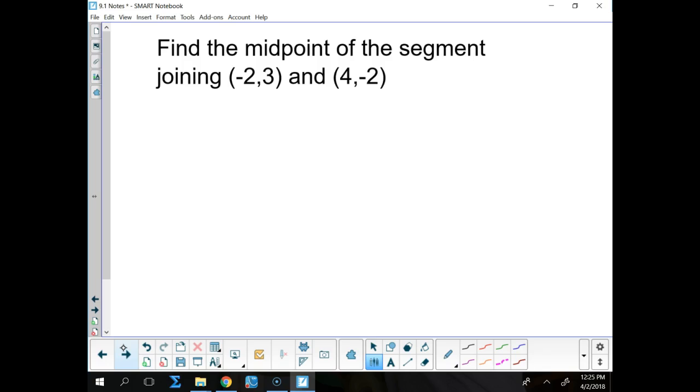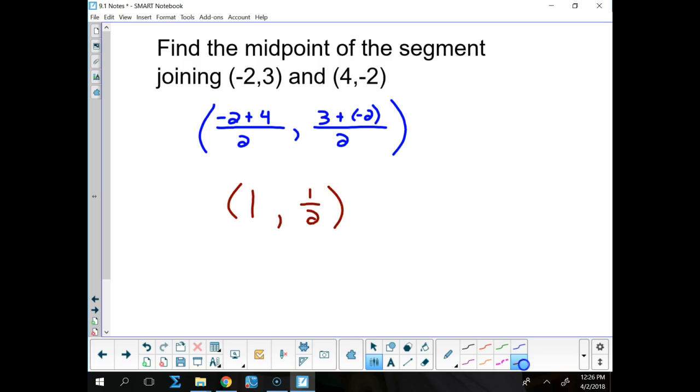Well, I take the x values, negative 2 and 4, I add them, and I divide by 2. I take the y values, 3 and negative 2, I add them, and divide by 2. Negative 2 plus 4 is 2, divided by 2 is 1. 3 plus negative 2 is 1, divided by 2 is 1 half. So the midpoint of those two points is 1 comma 1 half.